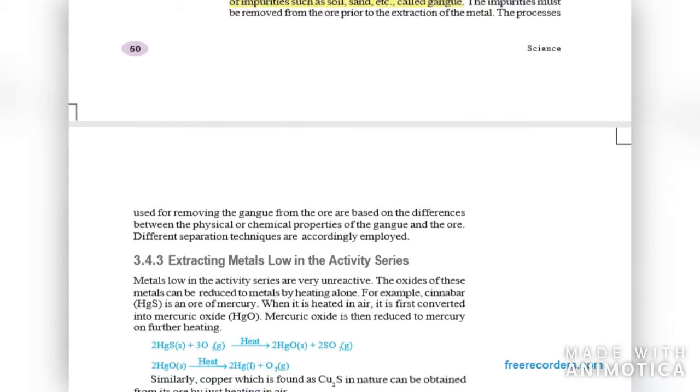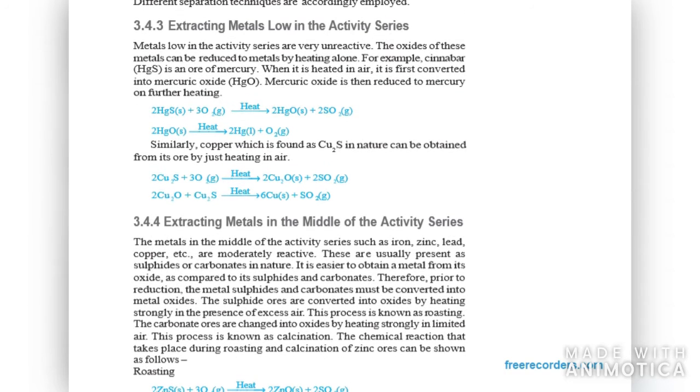So let's start how we have to extract metal from the low in the reactivity series. So first of all, we have HgS. HgS is actually cinnabar. It is actually ore of mercury. It comes into 1 mark question like what is the ore of mercury? It is cinnabar and you have to write HgS for it.